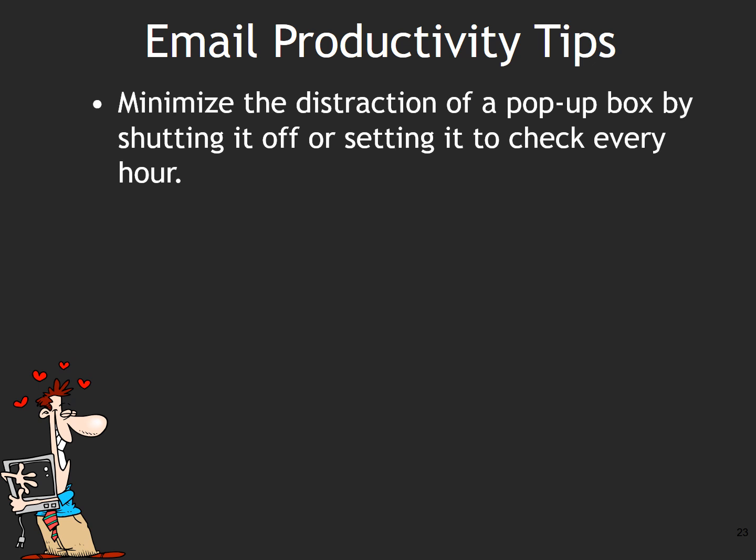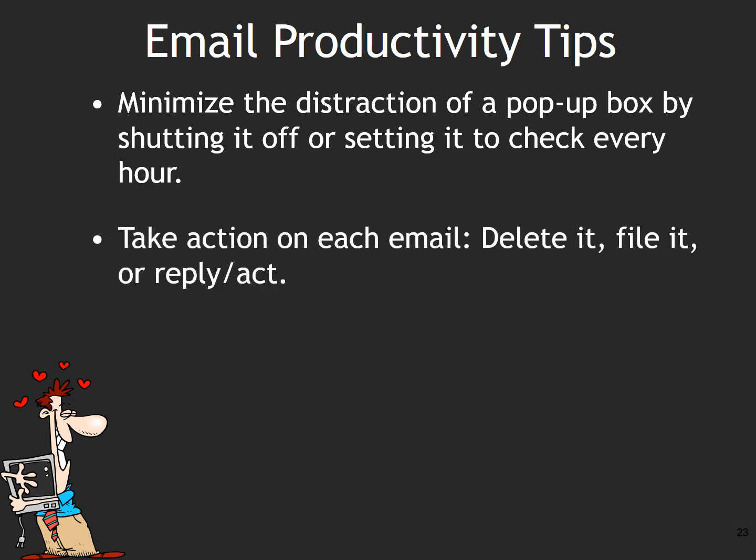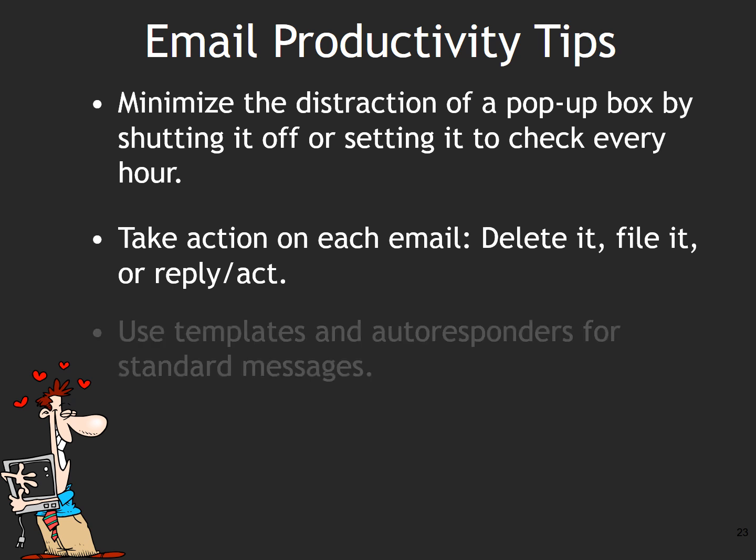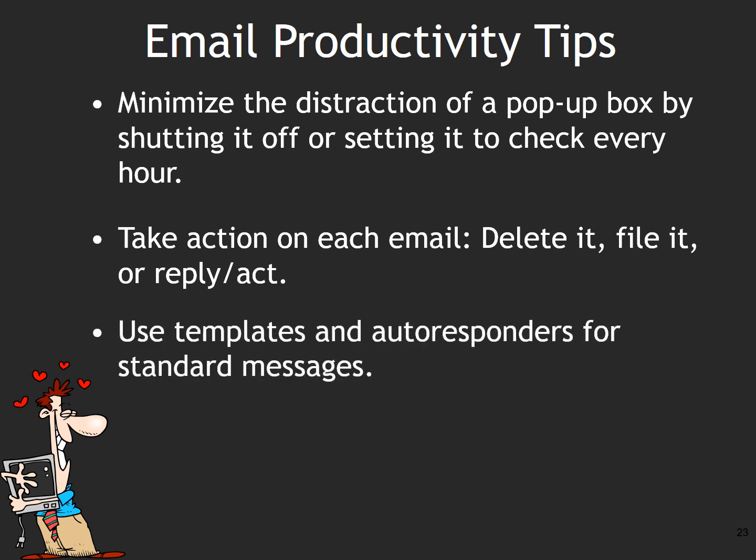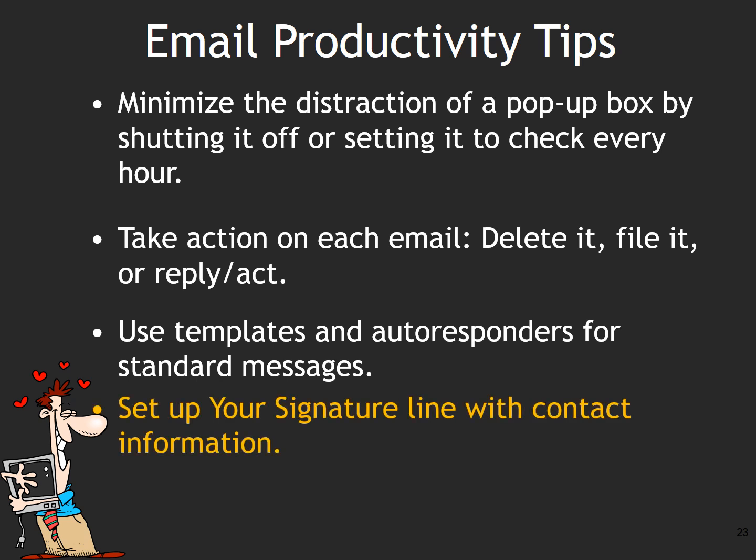Some productivity tips. Minimize the distraction of a pop-up box by turning it off or setting it to check every hour instead of every 15 minutes. Take action on each email: delete it, file it, reply, or act on it. Use templates and autoresponders for standard messages. Set up your signature file with the contact information. Important.